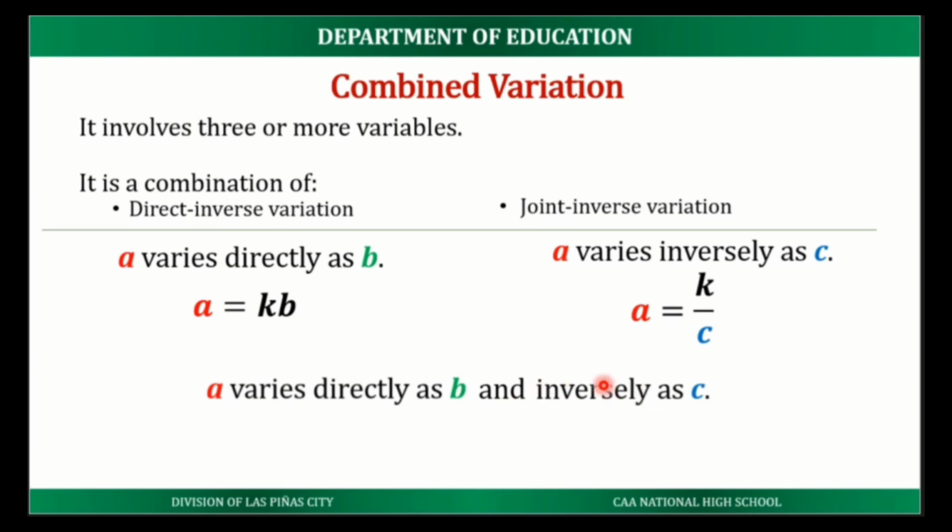So, how do we translate this? So, basta tandaan nyo kapag may inversely, after ng word na inversely, sa baba na yung variable. So, first variable is A. We have A is equal to KB and then inversely, ano yung variable after ng word na inversely? So, C. Magiging denominator na yung variable after ng word na inversely.